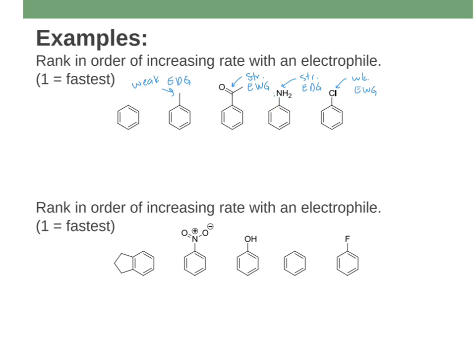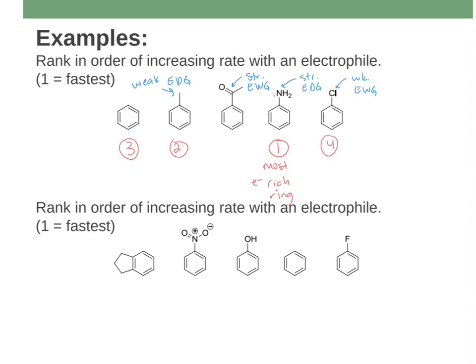So then if I'm going to put these in order here, where 1 is the fastest, I'd expect this one to be the fastest because it is the most electron rich ring. It's going to have the most attraction to an electrophile when we do the electrophilic aromatic substitution. My second fastest then should be the one with the weak electron donating group. Then it will be my benzene, which has no activators nor any deactivators.